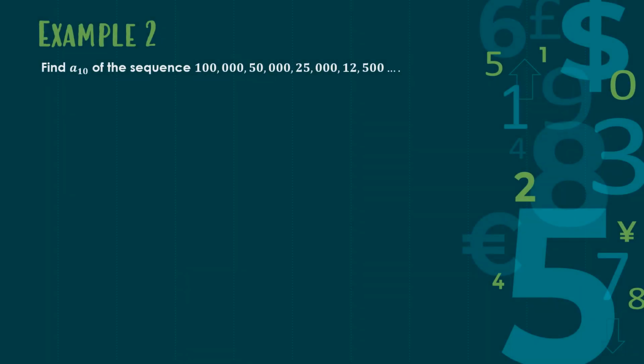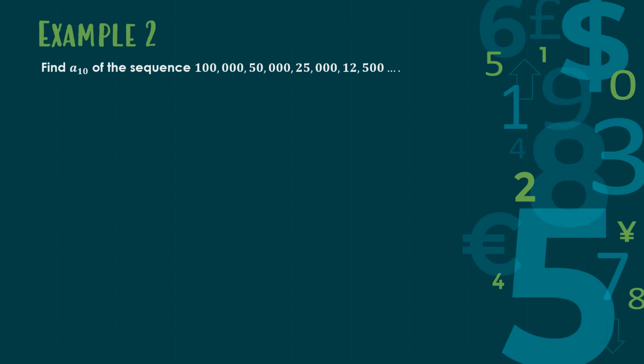In example 2, it says find a sub 10 of the sequence 100,000, 50,000, 25,000, 12,500. A sub 10 means to find the 10th term. So we have two options. One is to just keep the pattern going. The other option is to use that explicit rule. So regardless of which option that you choose, you need to find the common ratio.